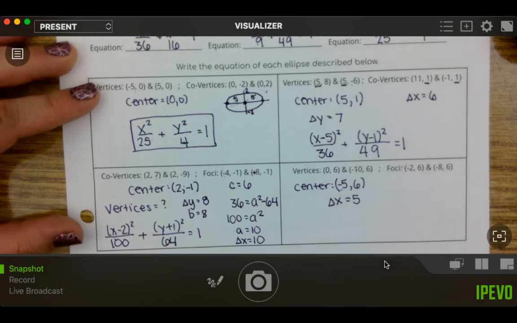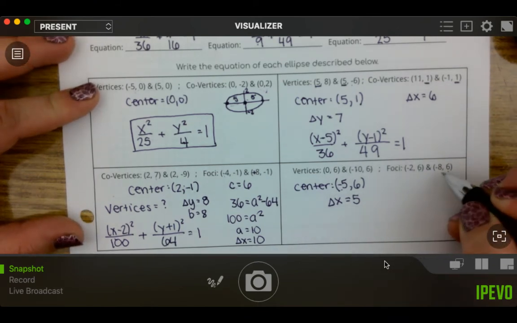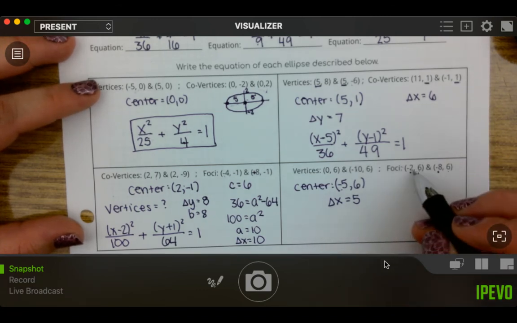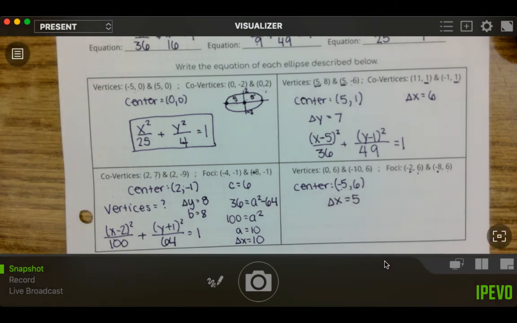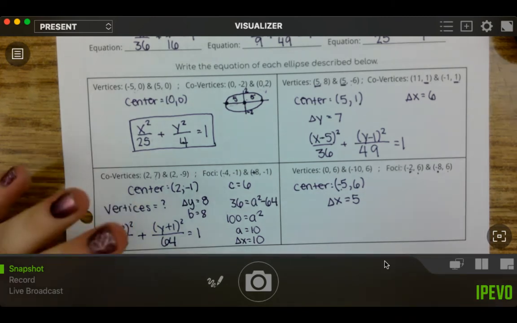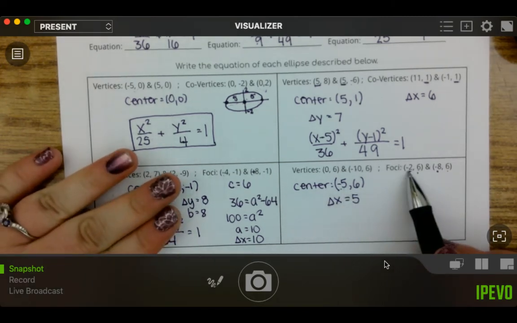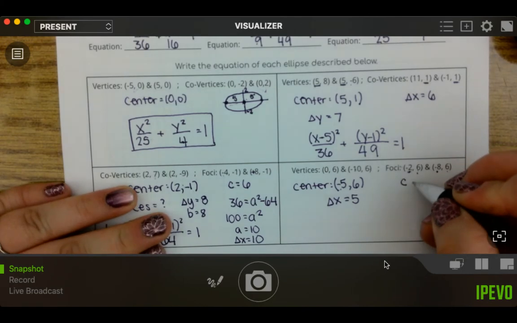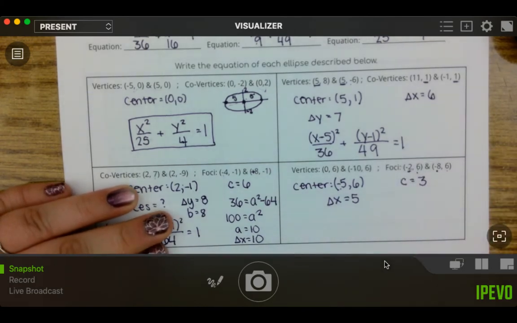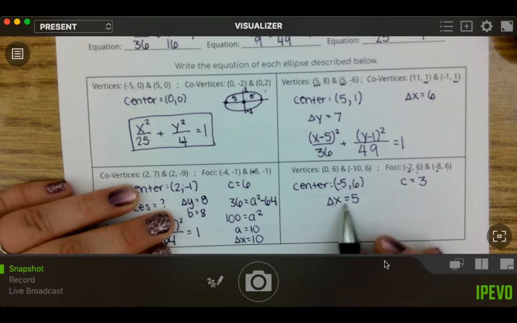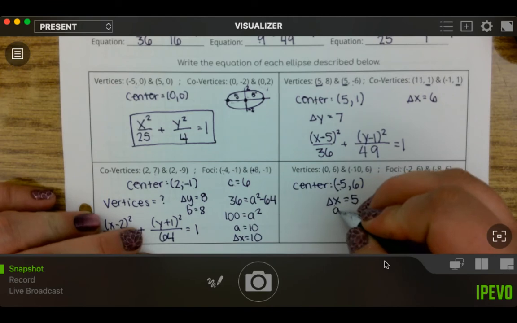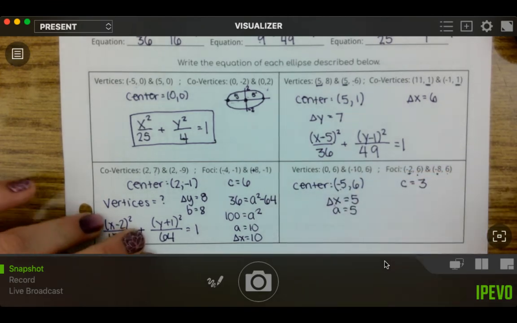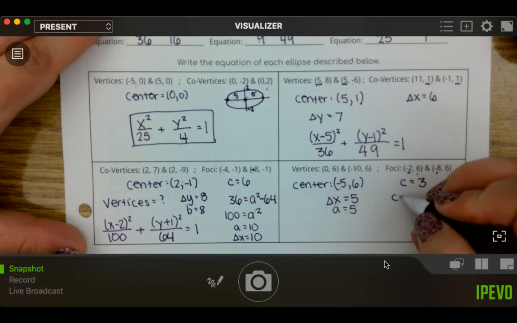Over here, for my foci, again, the 6's are the same. -2 to -8. We're trying to figure out how far both of those are away from -5, or find their middle and figure out how far apart it is. So -5 to -2 is a distance of 3. And over here, since we knew the change in x from the vertices, vertices always give you a. So that means that a equals 5.